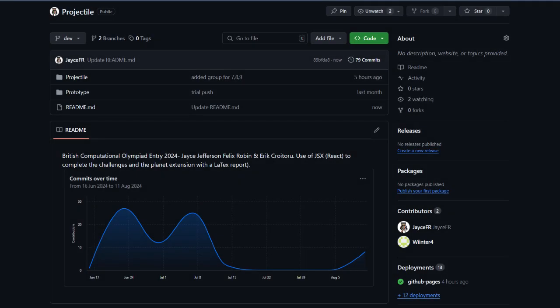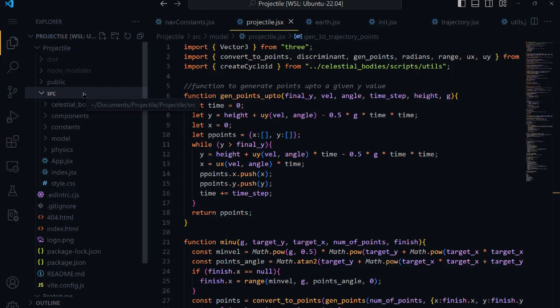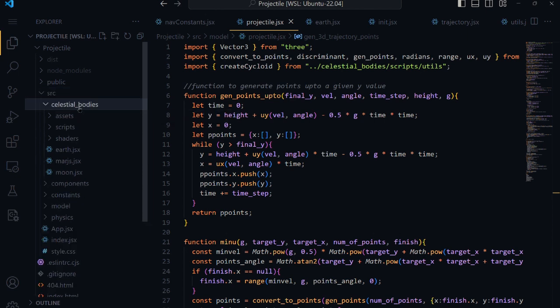This is our 2024 Computational Olympiad entry. Erik, Croitoru, and Jayce Jefferson. Welcome to our project. We decided to use JavaScript and shard.js for our project.